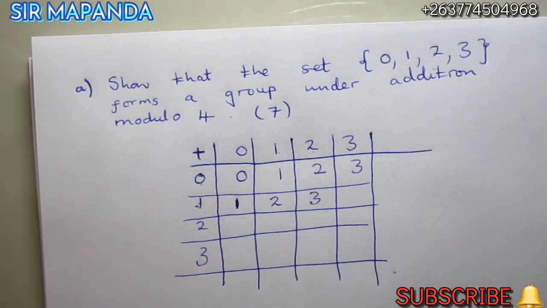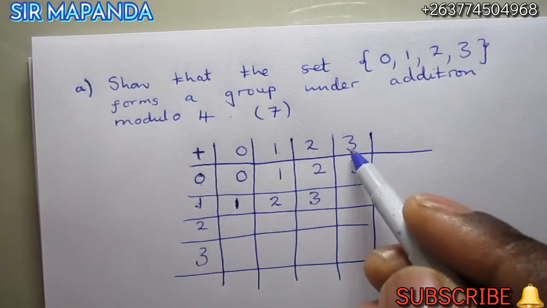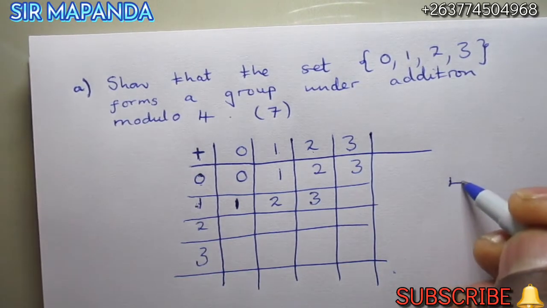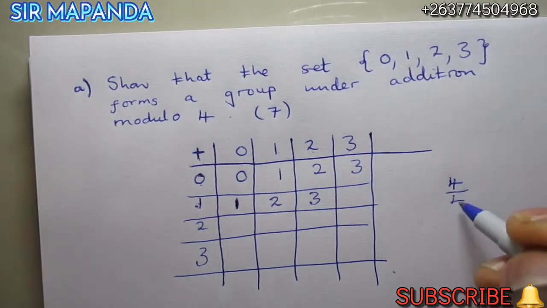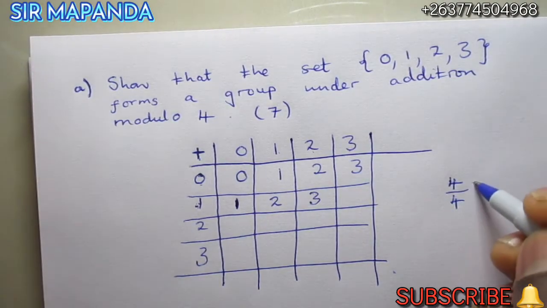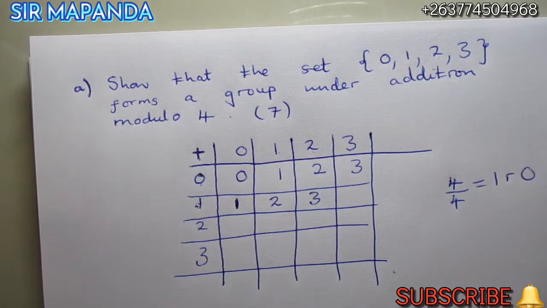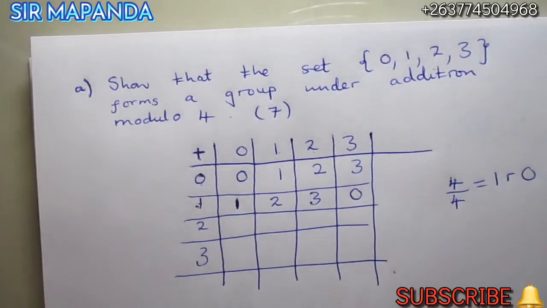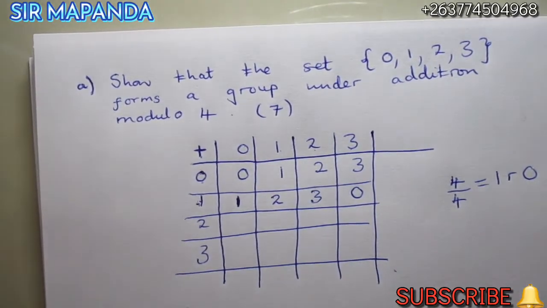But remember the rules. The elements inside the Cayley table are not allowed to be equivalent to the given modulo 4 or to exceed 4. So since 1 plus 3 is giving us 4, we have to divide this 4 by the given modulo 4. You get 1, remainder 0. So I'm going to write the remainder, which is 0. I hope you are following, class. Let us move on to the third row.